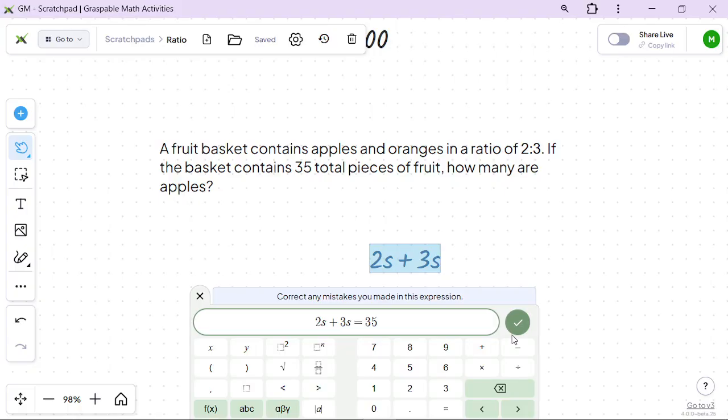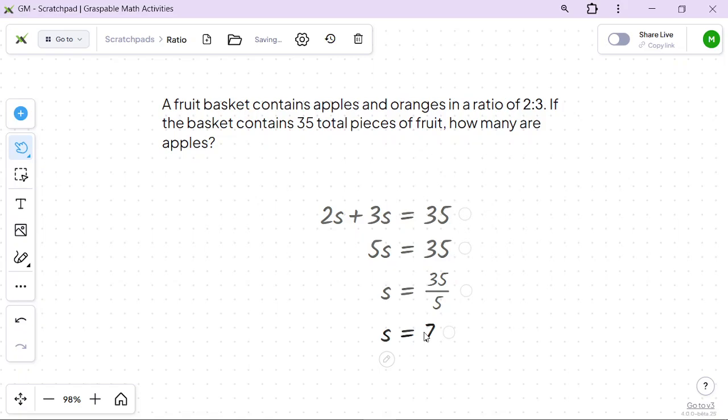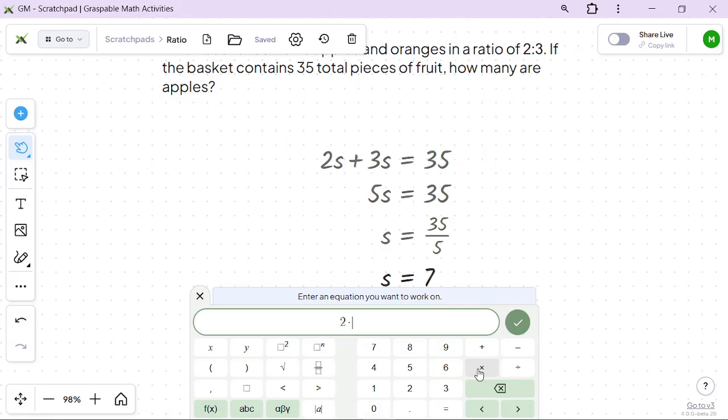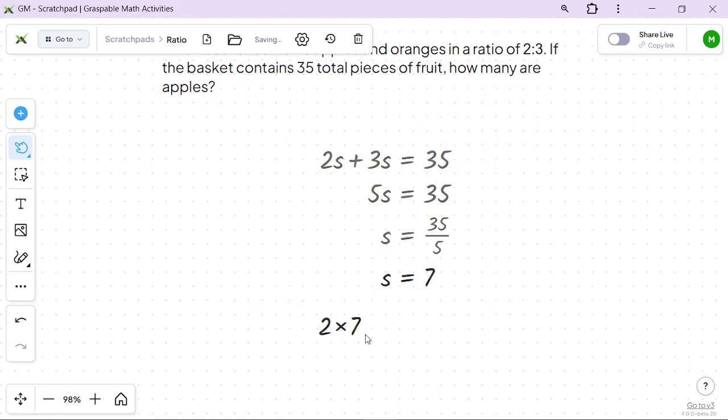So now we divide to get the scaling number, that's how many times it was multiplied. It's 7 times each of them. So how many apples are there? Apples are 2 scaled, 7 times. So we say 2 scaled 7 times, or 2 times 7 if you prefer that. And that gives us 14. So how many apples did you receive? 14.